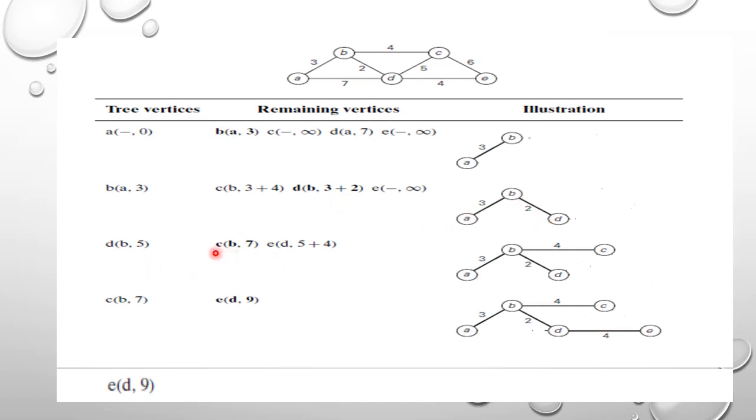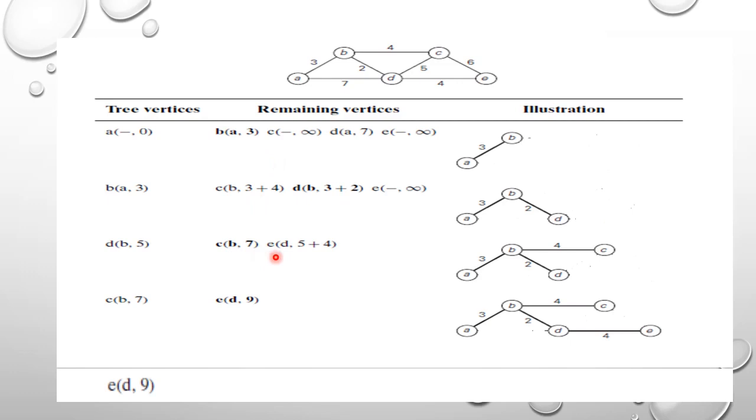So then what are the remaining vertices? C and E. C is close to which vertex among A, B and D? With A, it doesn't form any adjacent vertex or edge. So you only have to consider B and D. Out of B and D, C is near B. And what is B's distance? B's distance is 3 plus the BC distance. What is the BC distance? 4. 3 plus 4 gives you 7.